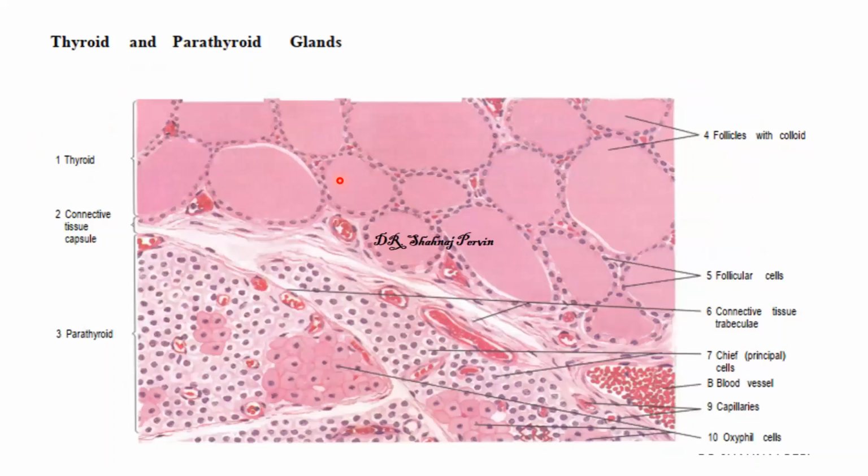Along with the thyroid gland, here the tissue is also showing the parathyroid gland. The parathyroid gland has only the oxyphil cells and the basophil cells.